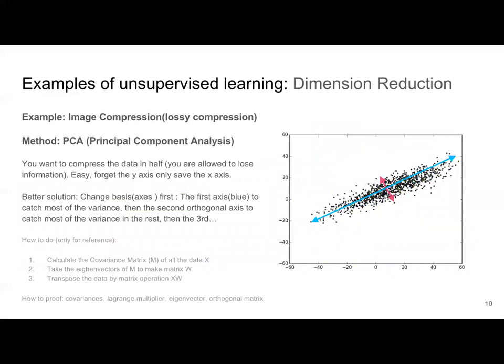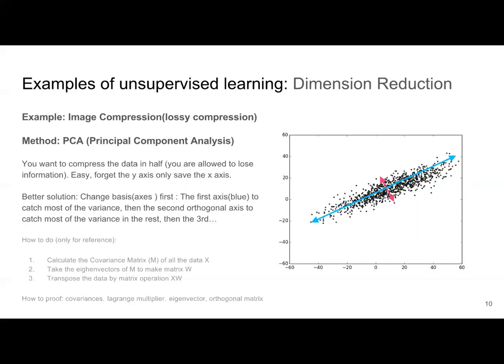There's a very popular method in dimension reduction. It's called principal component analysis. So the example I want to introduce is image compression. It's a lossy compression, which means you're allowed to lose information. This happens in a lot of image processing, but the latest technology actually doesn't use PCA. So when you open a JPEG picture, it doesn't use PCA.